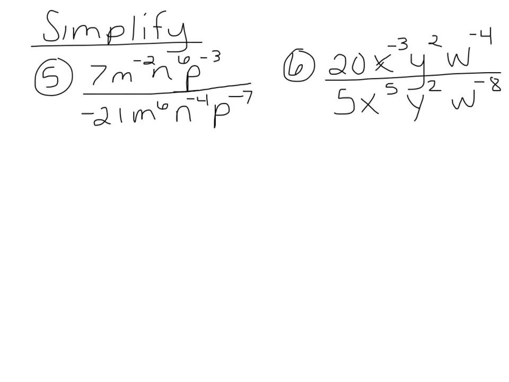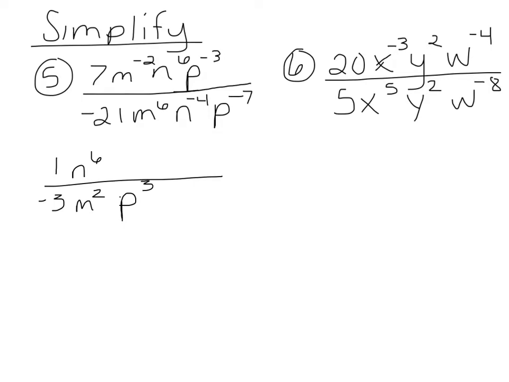Alright, number 5 here, we have a bunch of negatives again, so we want to move those first. So the 7 and negative 21, we could actually simplify that first. 7 over 21 becomes 1 over negative 3, because 7 goes into 21 3 times. M to the negative 2nd is going to go on the bottom and become positive. n to the 6th is going to stay on top. P to the negative third is going to go on the bottom.